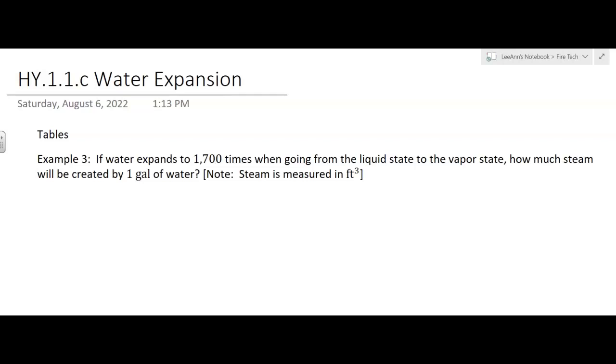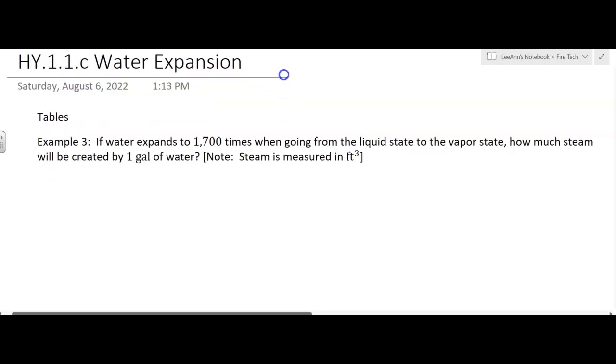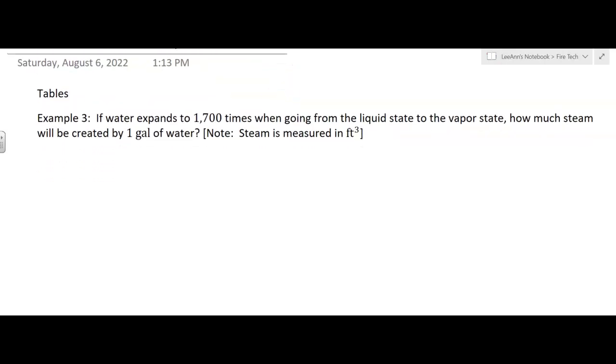Okay, so in this problem, we're talking about water expansion. Sometimes they're going to give you information in tables, so you might have to look something up on a table, but this time they give us the information. Okay, if water expands to 1,700 times when going from the liquid state to the vapor state, so it's changing from a liquid to a gas, how much steam will be created if you have 1 gallon of water?